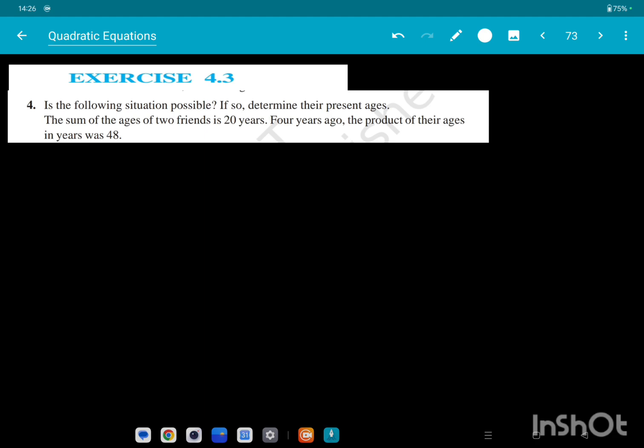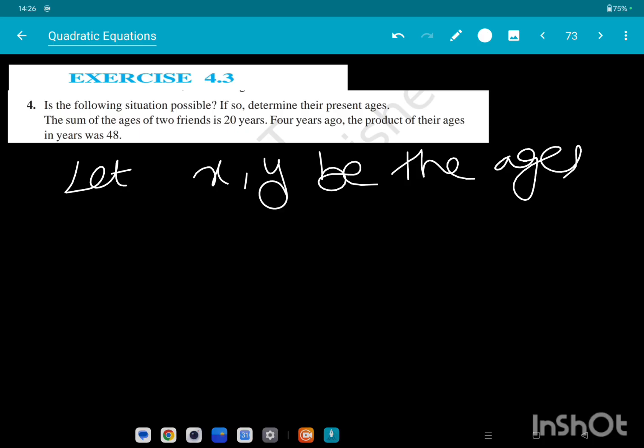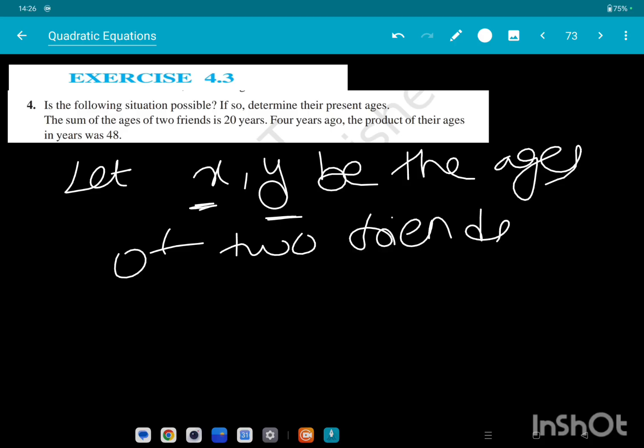So is the following situation possible? First we will see what the situation is. If so, determine their present ages. If it is possible, then we need to find the present ages. Here the question is the sum of the ages of two friends is 20 years. So let x, y be the ages. Here two friends are there. I will take one friend's age as x and the other friend's age as y. And it was given that the sum of their ages is 20 years, which means if I add those ages, x plus y is equal to 20.